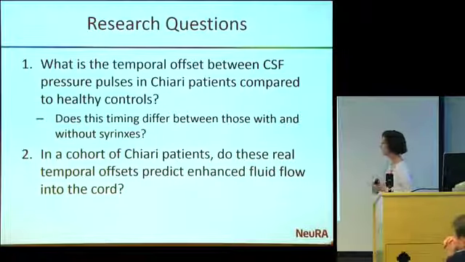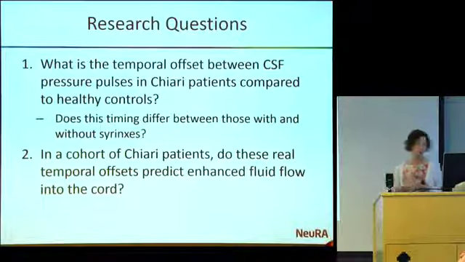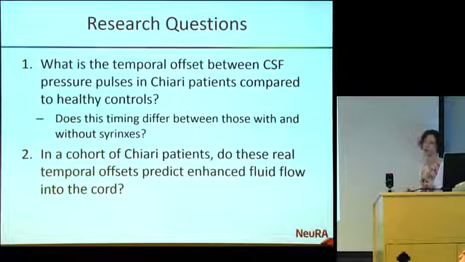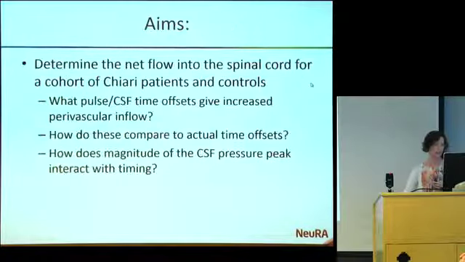One is, what's the real temporal offset between the cerebrospinal fluid pressure pulses in Chiari patients, and how does that compare to healthy controls, and how does that timing differ between patients with and without syrinxes? And the second question was, if we took a larger group of Chiari patients, how would those different temporal offsets that we measure experimentally actually predict fluid flow into the cord with this simplified model? And that's what I'm going to briefly talk about today.